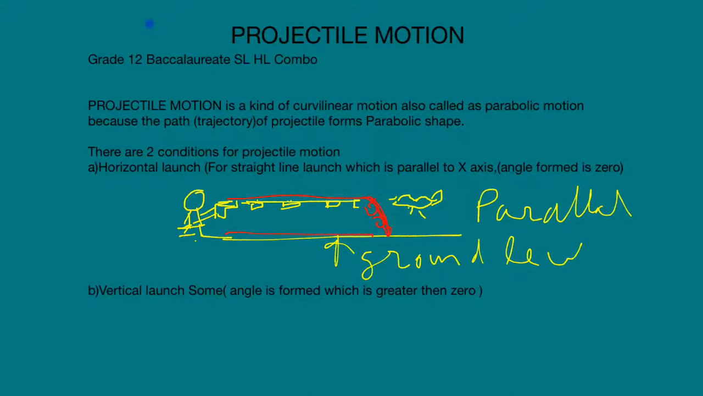Whenever objects or things are thrown or shot parallel, they will fall down onto the ground after running some distance in the parallel direction. So this type of launch is called horizontal launch. We will take another example for horizontal launch.